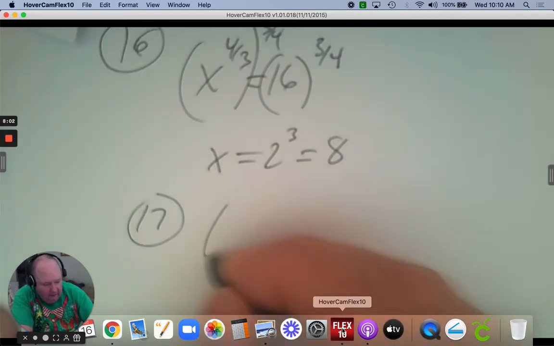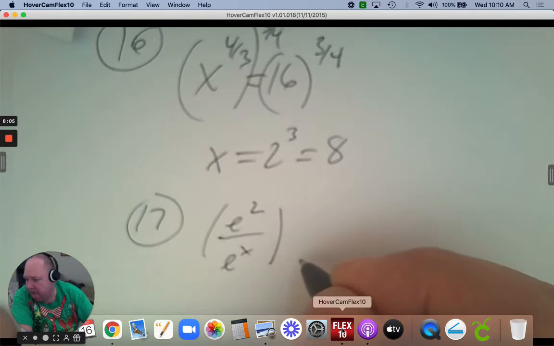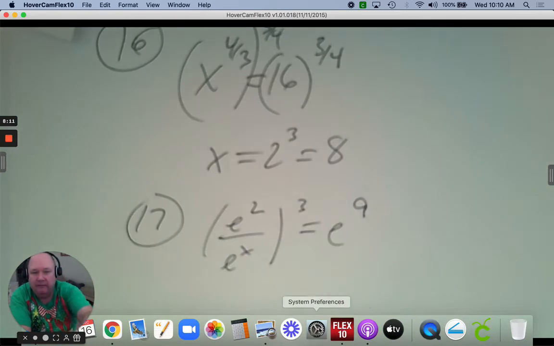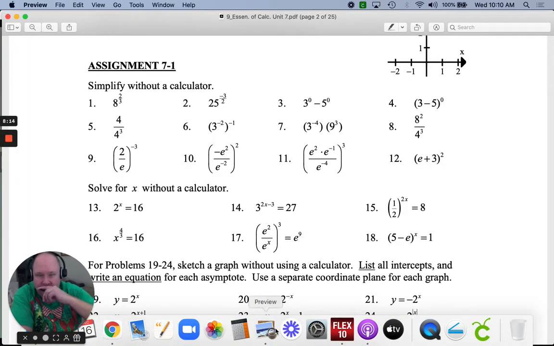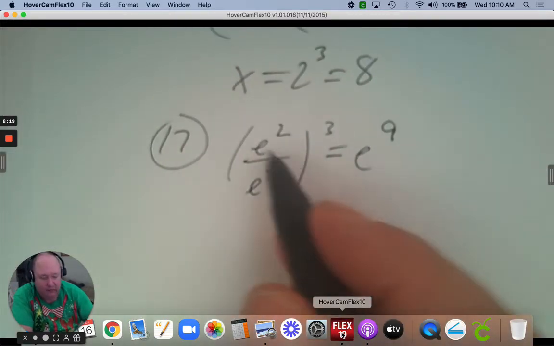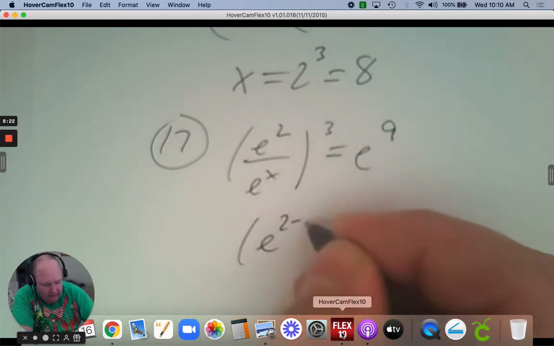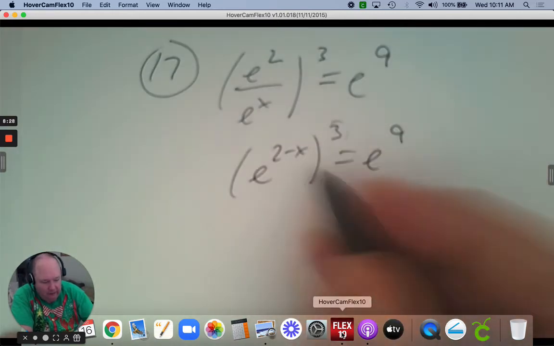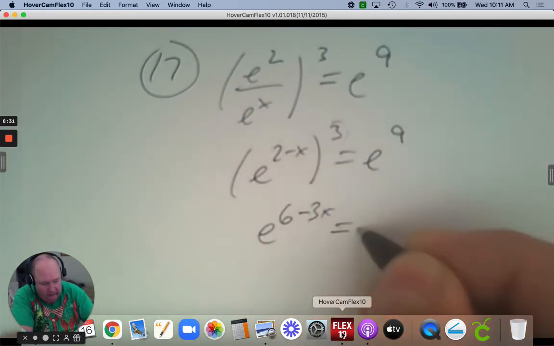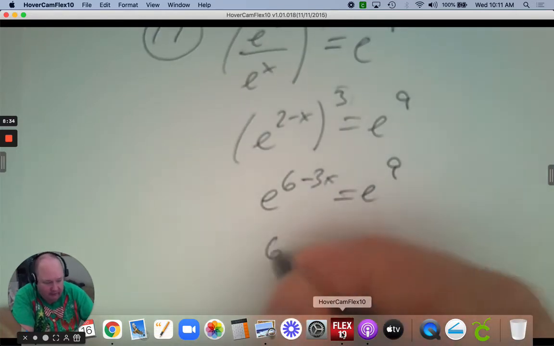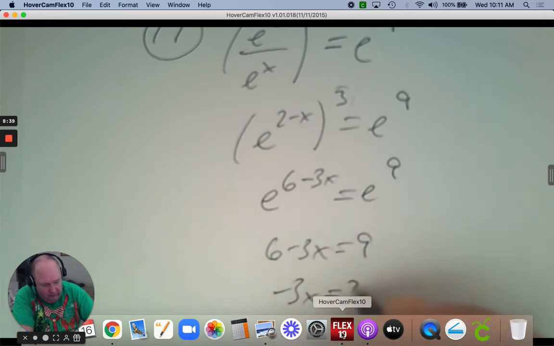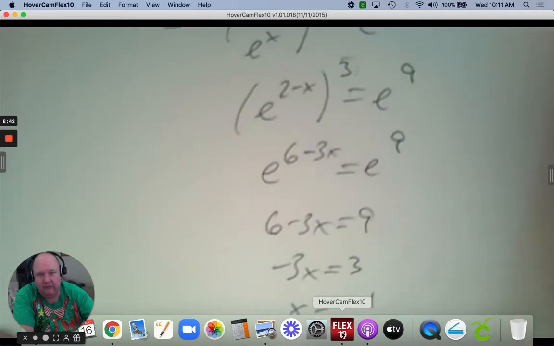You have e squared over e to the x cubed equals e to the 9th. Is that what we got? So how will we solve this? To write this as one, you're going to subtract the exponents. And then that 3 distributes, so it's 6 subtract 3x. And then once the bases are the same, you make the exponents equal to each other. So I'm going to subtract 6 and then divide and then get my answer.